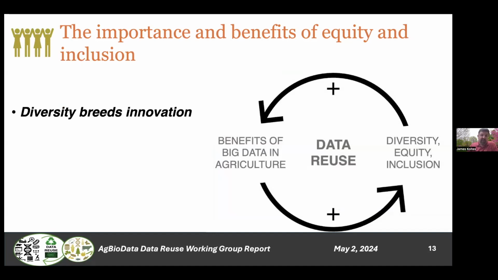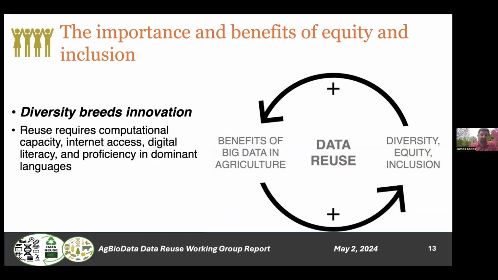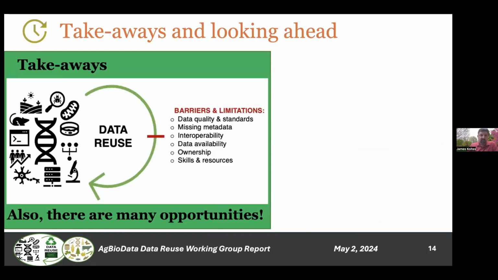Having diversity and lots of different folks at different skill sets, different talents in different fields will help breed innovation. We need to have all of the abilities and resources available for folks to be able to do that, be it computation, digital literacy, et cetera. And we need to be respectful of different cultures.